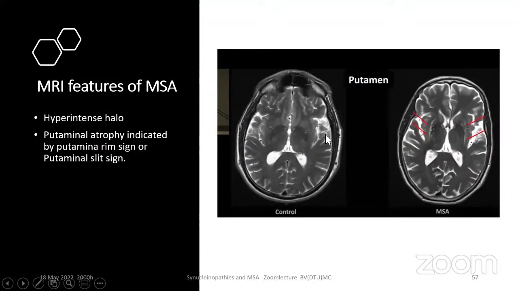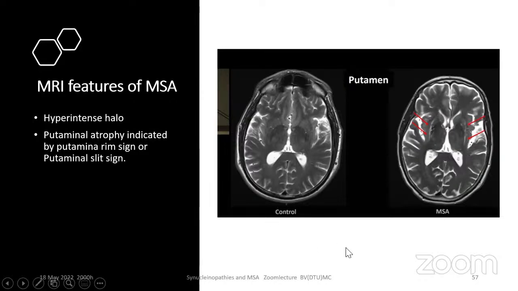You can see the hyperintense halo in the putamen. This is called putaminal atrophy, and it is indicated by the putaminal rim sign or putaminal slit sign. So this is a characteristic feature, but this thing can be seen in 3 Tesla MRIs also.